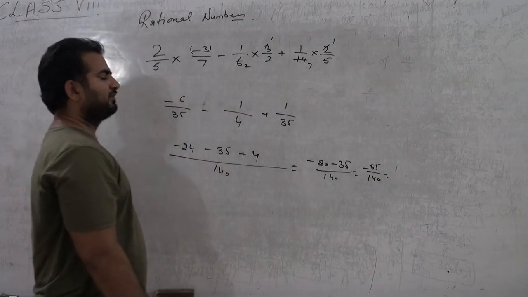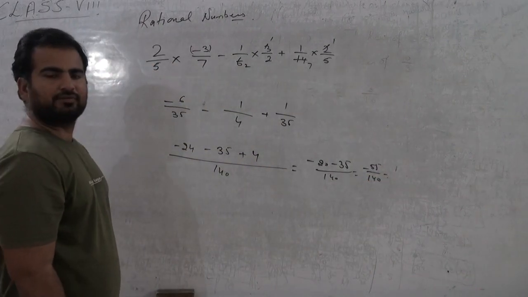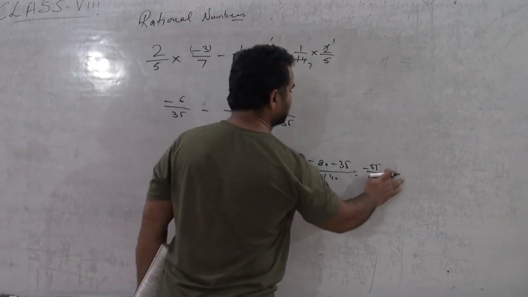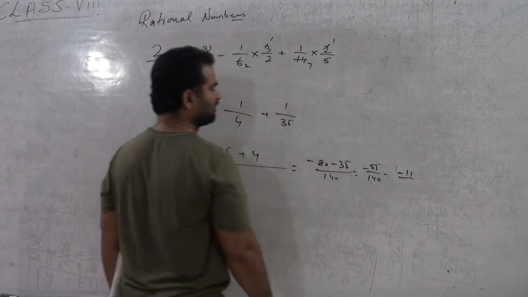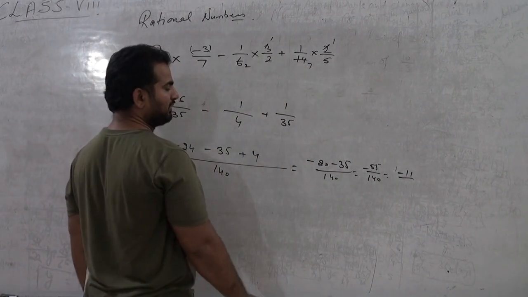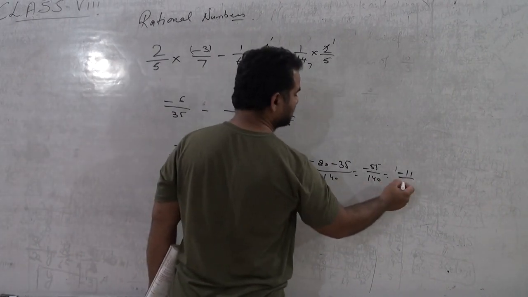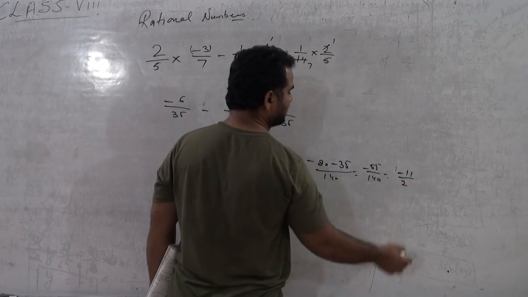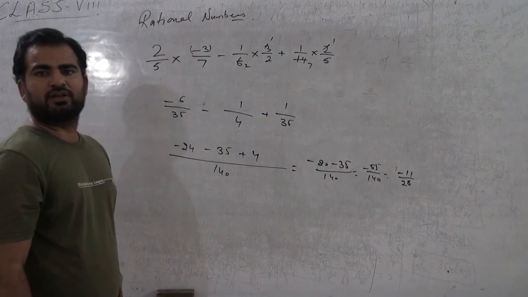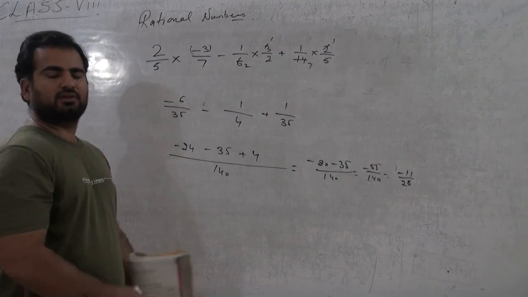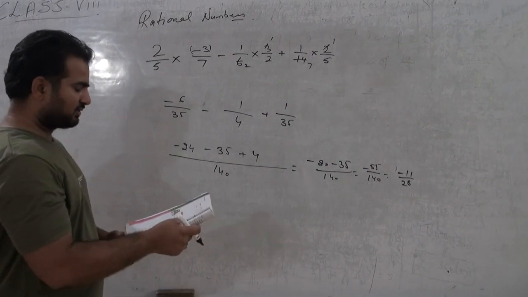Or we can divide 55 and 140 by 5. So when we divide 55 by 5, it will be minus 11 upon, it will be 5. So 5 1s are 5, 5 2s are 10 and 5 8s are 40. Answer will be minus 11 by 28. Okay. Next is question number 2.